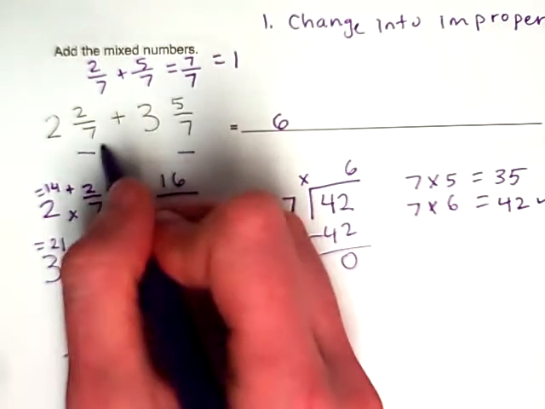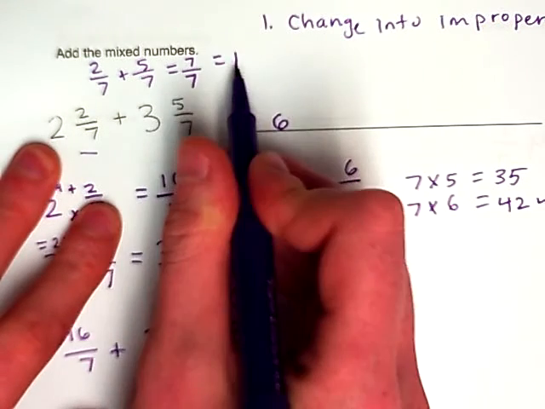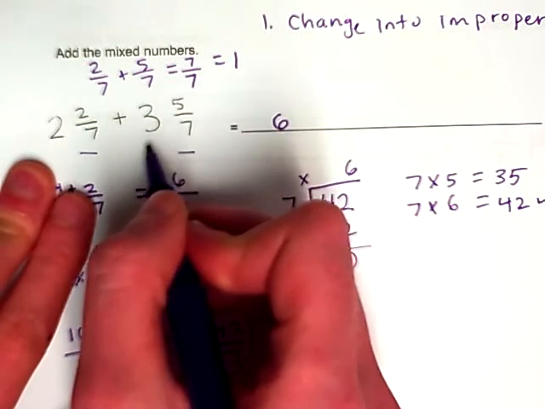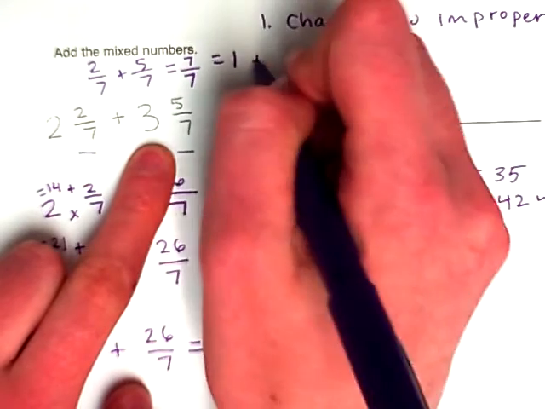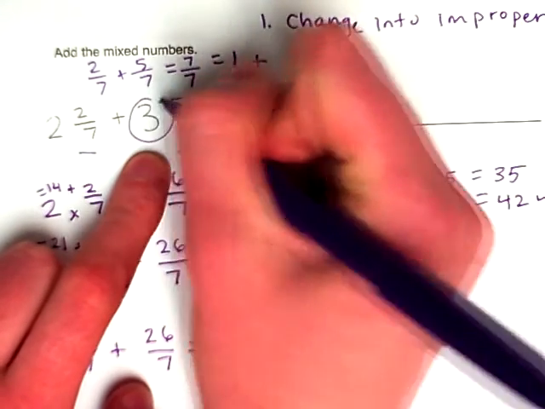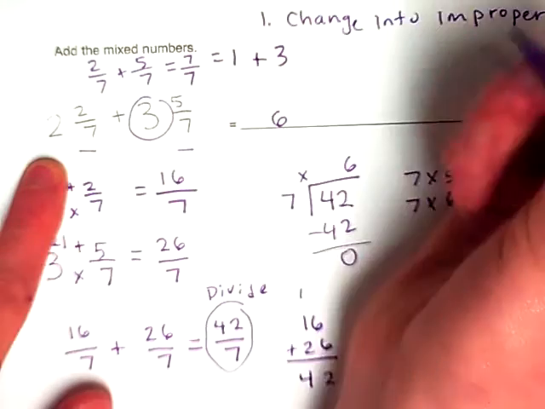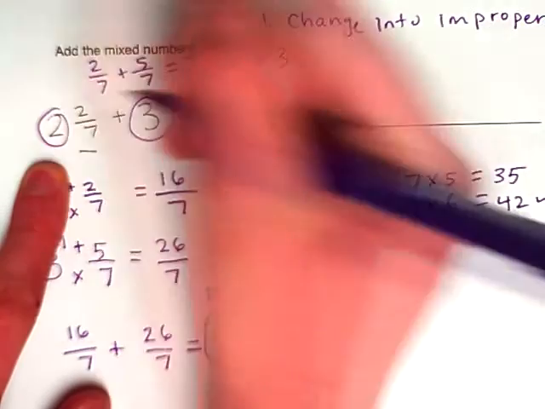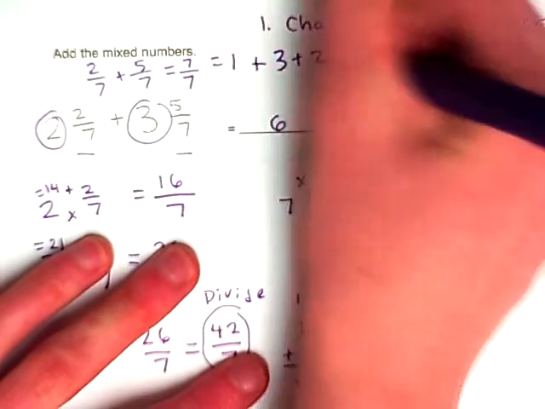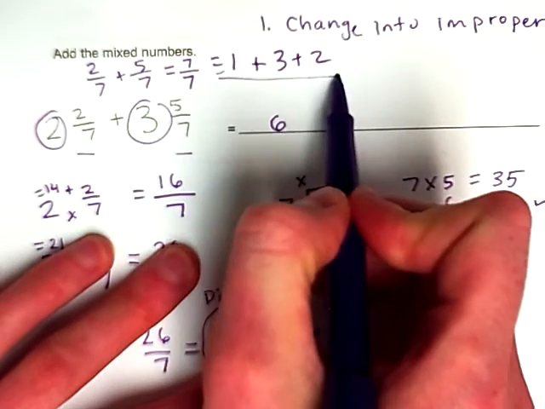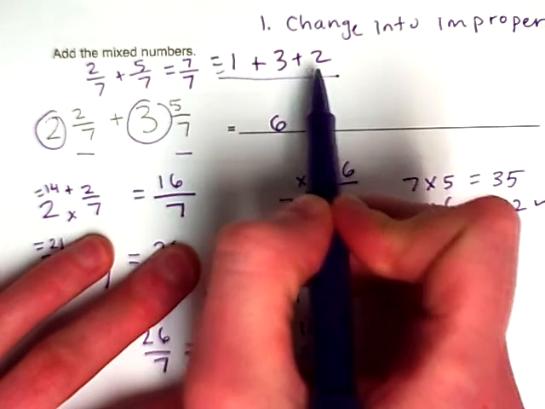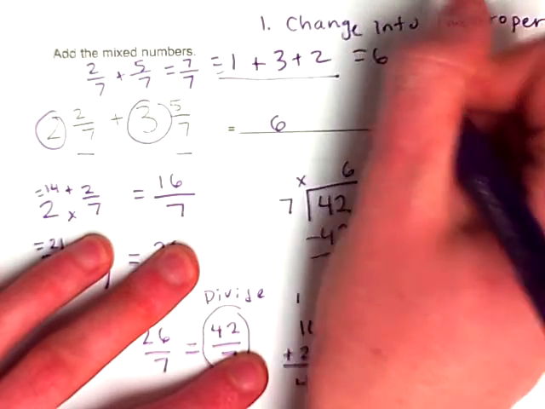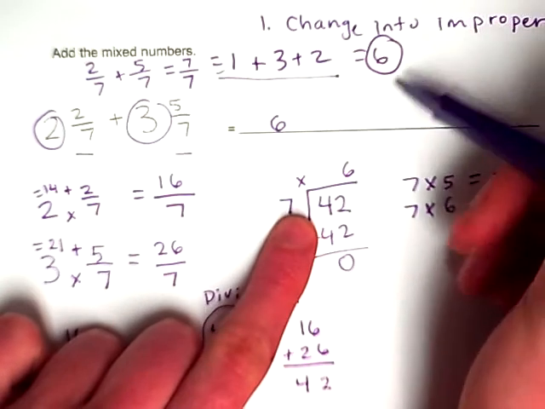So far, when I added these fractions, I got 1, but now I have to add my whole numbers to that. So I have 1 plus 3 plus 2. So now I need to add this up. 1 plus 3 is 4. 4 plus 2 equals 6. And you'll see that we got the same answer.